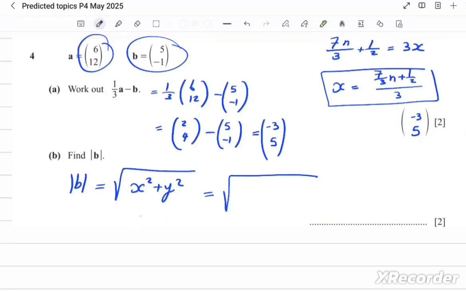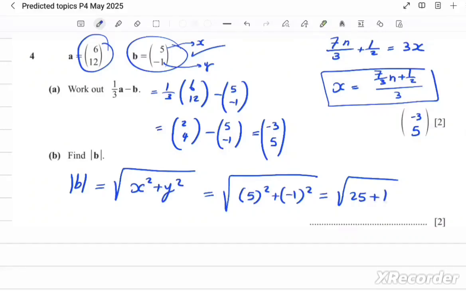Then let's substitute in this formula. We are talking about b, so this part represents x and this part represents y. So we can say 5 squared plus -1 squared. The square of 5 is 25, plus 1. So the answer is the square root of 26. You can leave it as an exact value, or you may round it to 3 significant figures.